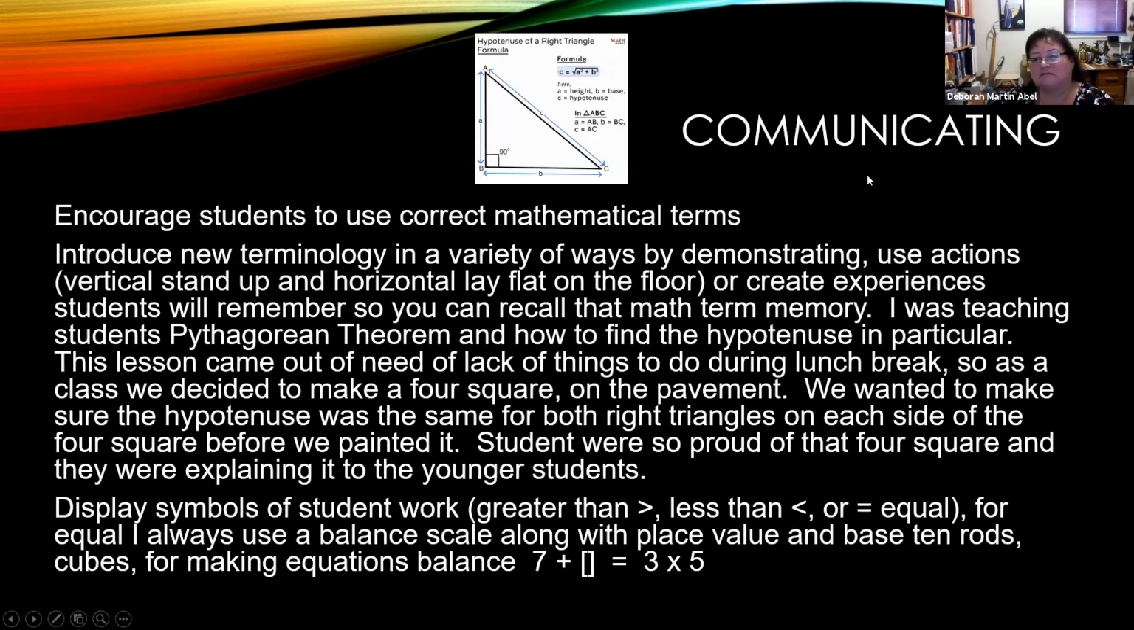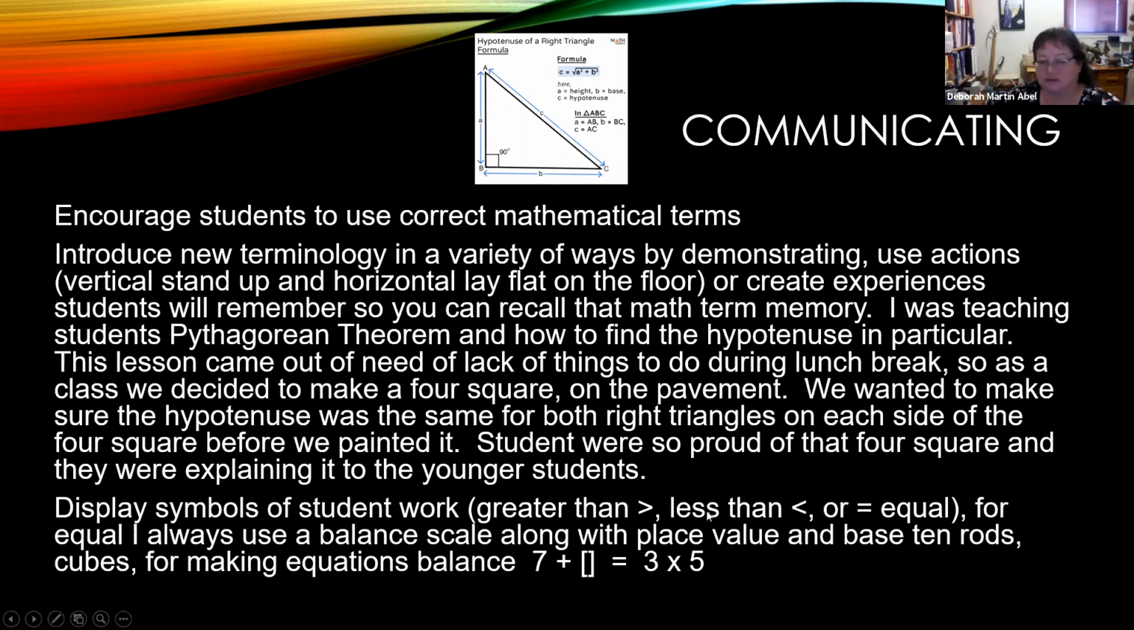Communication is key to learning, and we encourage students to use the correct terms. One of the things that we did outside is we made a four-square and we painted it, and we used the Pythagorean theorem to make sure that it was square. I said you need to make sure that the hypotenuse is proper. They had to do that outside on the pavement before we painted it, because when you paint it, it becomes permanent. So they used tape and chalk and everything. And after a while, when the kids were playing outside, they said, hey, come see the hypotenuse I made over here. And they were so proud. It was great.